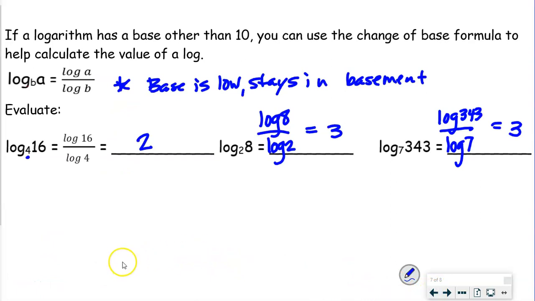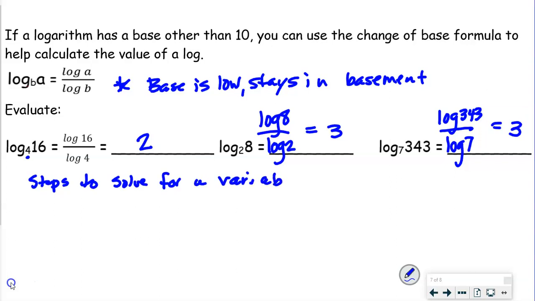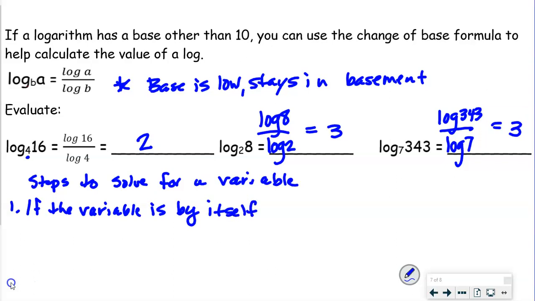I want to go ahead and talk to y'all about steps to solve for a variable. So let's talk about what those are. Our first one: if the variable is by itself, use the change of base formula. Okay, so that's what we just used. Use the change of base formula.